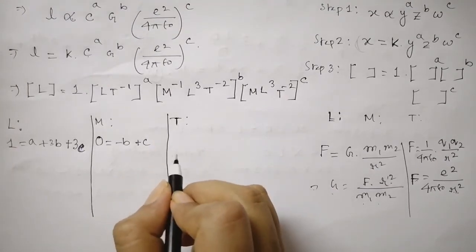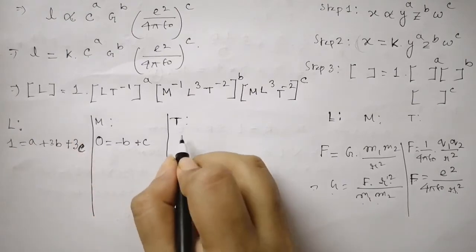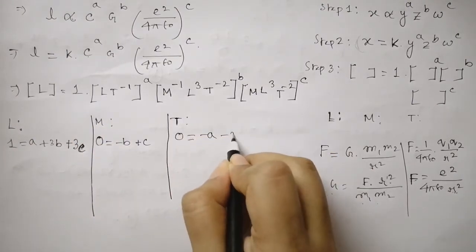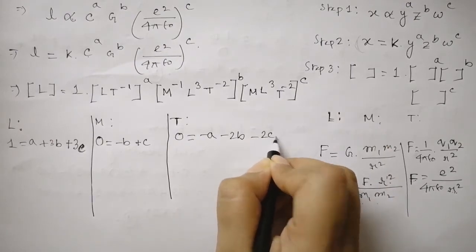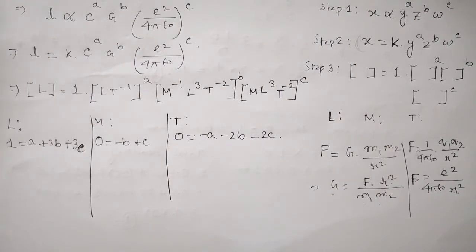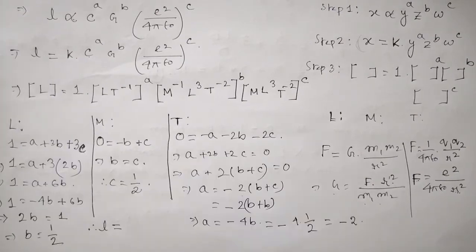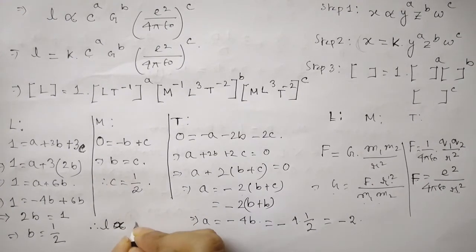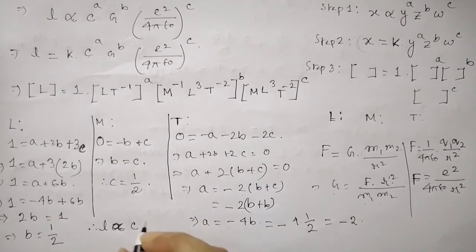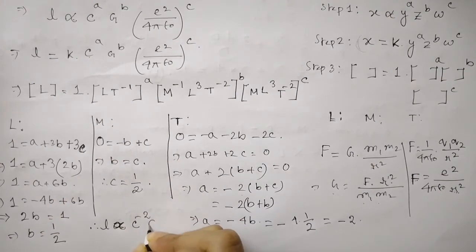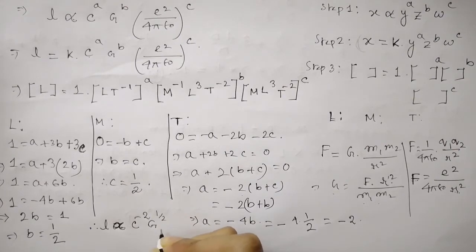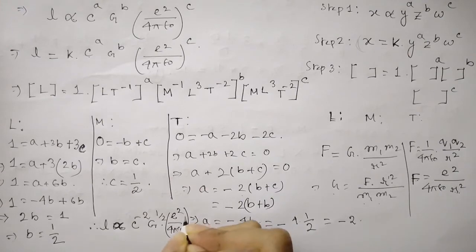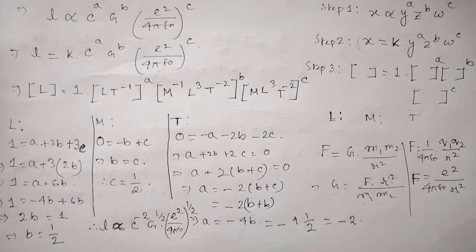Now equate the powers of t. Left hand side there is no t, so 0 equals minus a minus 2b minus 2c. Now solve these three equations, you can get the values of a, b, c. So what we are getting finally, L is proportional to c to the power minus 2, g to the power half, and e square by 4 pi epsilon naught to the power half.